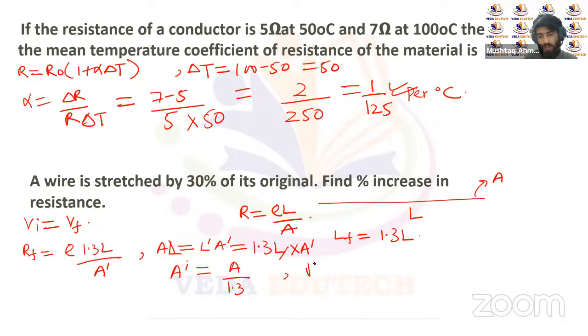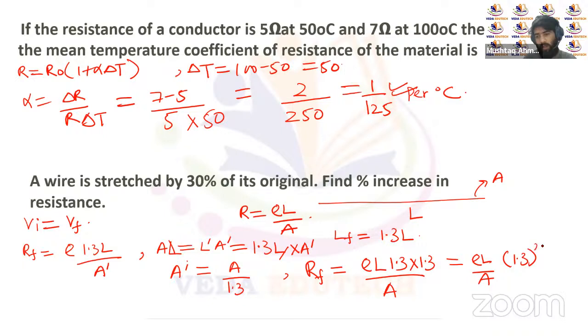So the new resistance, the final resistance for this conductor, will be rho times L into 1.3 upon A dash. The value of A dash is A upon 1.3, so it will be A multiplied by 1.3. So it will be rho L upon A times 1.3 whole square, right?